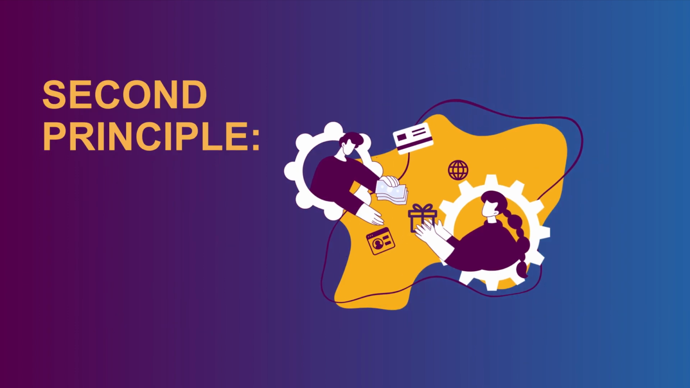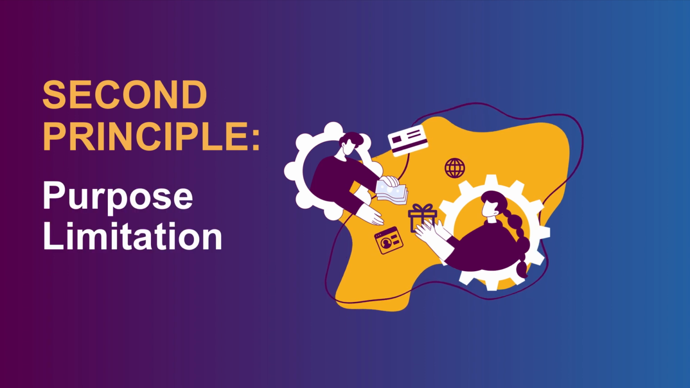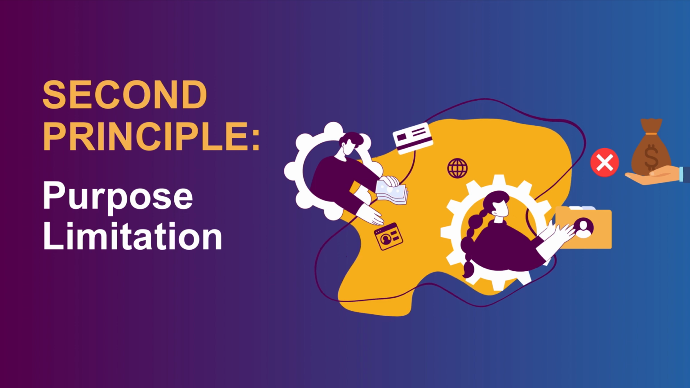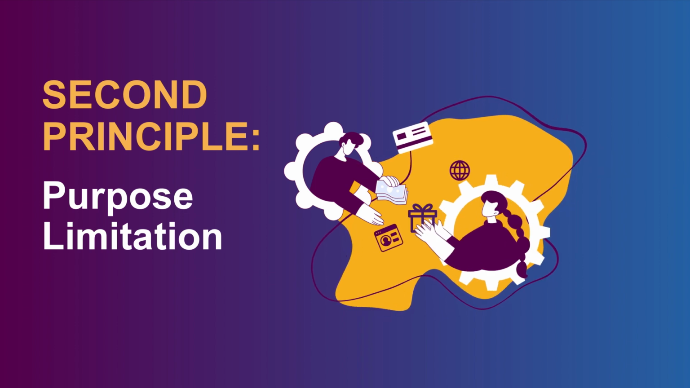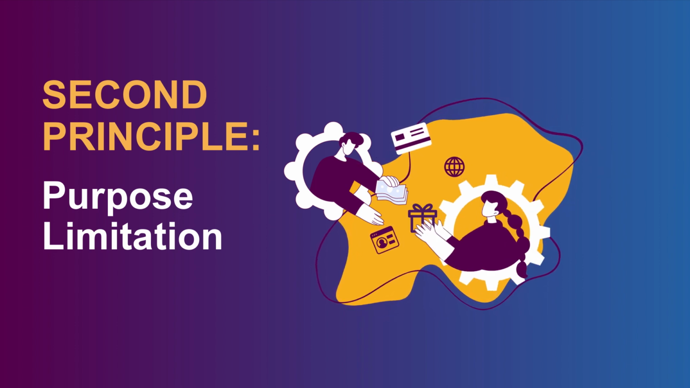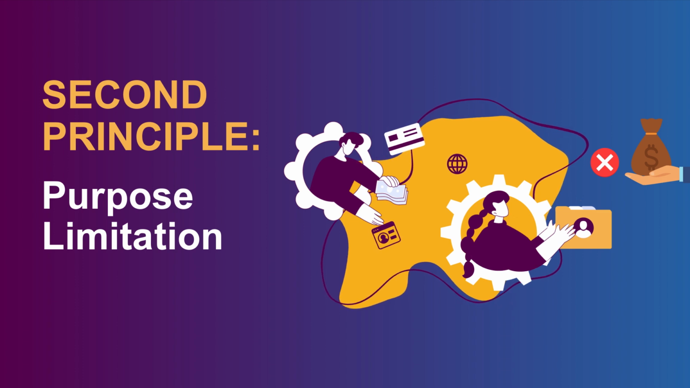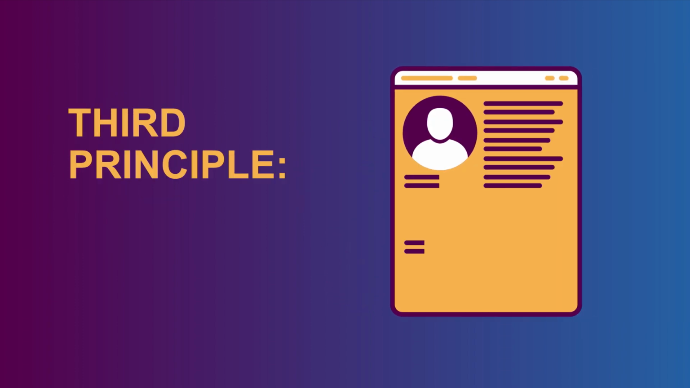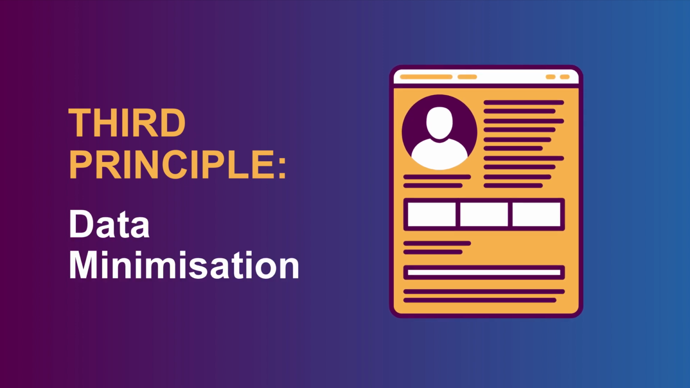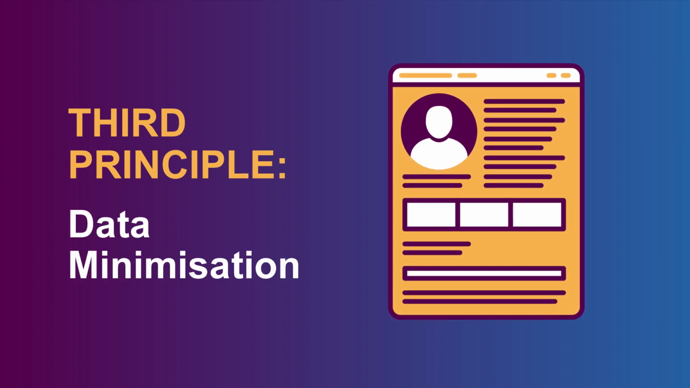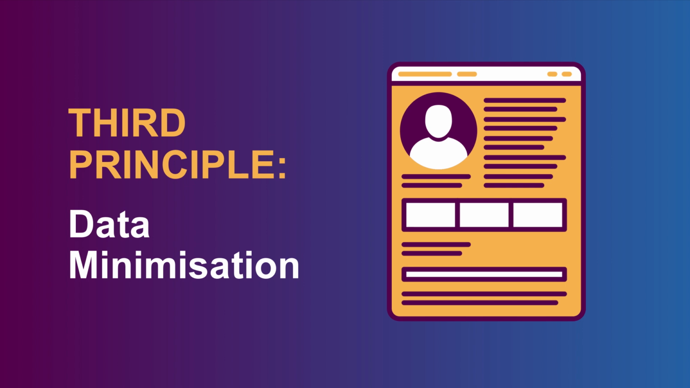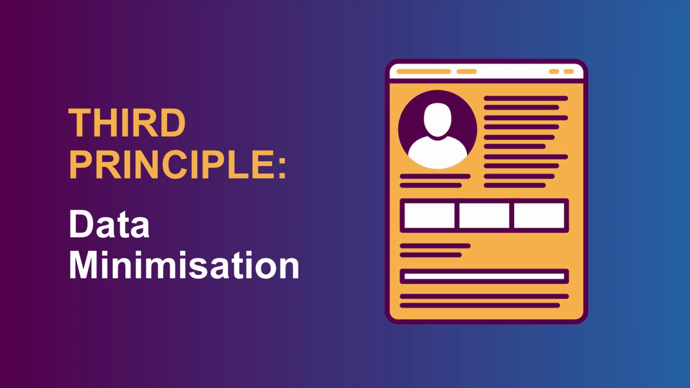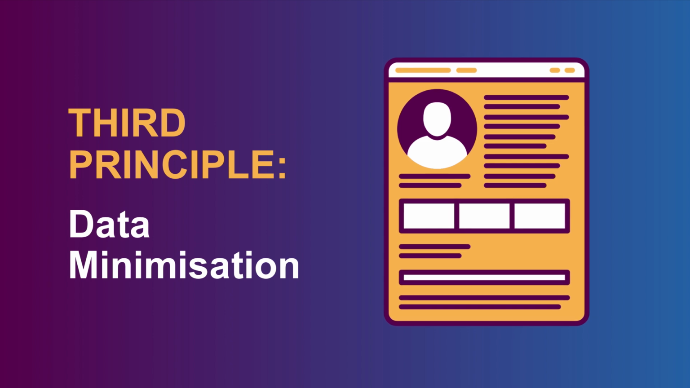The GDPR's second principle is purpose limitation. This is all about ensuring you only collect data for specific, clear, and legitimate reasons. Changing your plans, want to use data for something new or different, you'll need to first tell people, and in some cases, you may need to get their consent. The GDPR's third principle is data minimization. You must only process the minimum of personal data you need to achieve your goal. More isn't always better, especially with personal data. If the data is not directly tied to the processing purpose, leave it out.